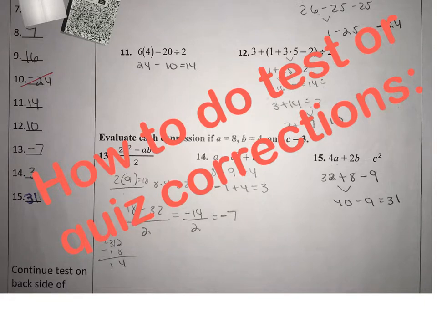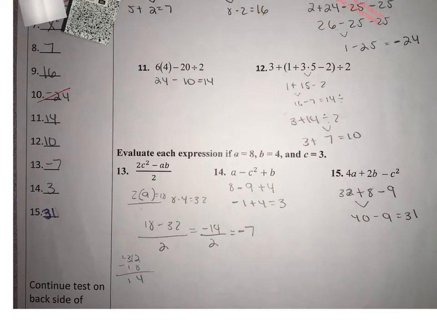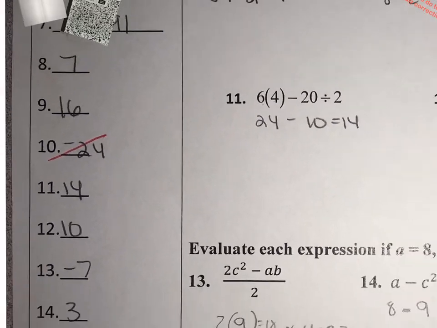So this video that we're making here is on how to do test or quiz corrections. So I actually have somebody's test. Let me get the title out of the way. I have somebody's test right here, and as you can see, they missed number 10. So what do you do?